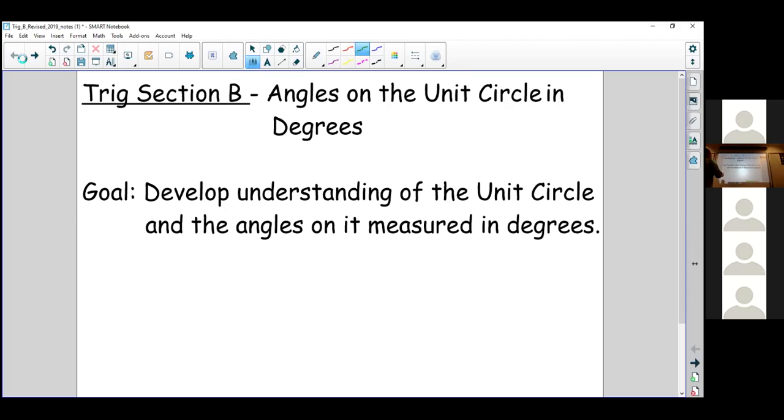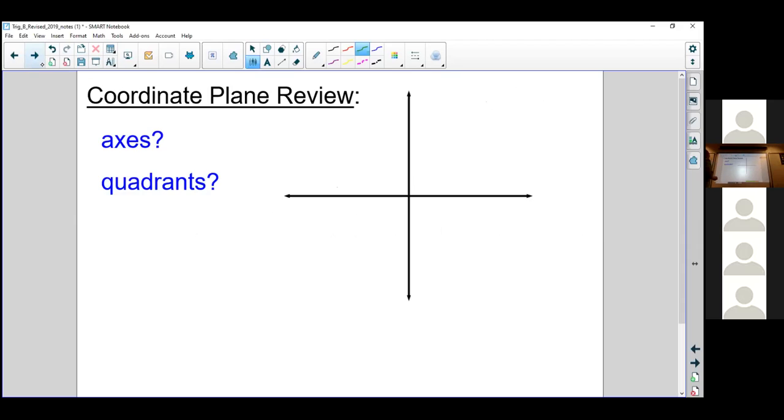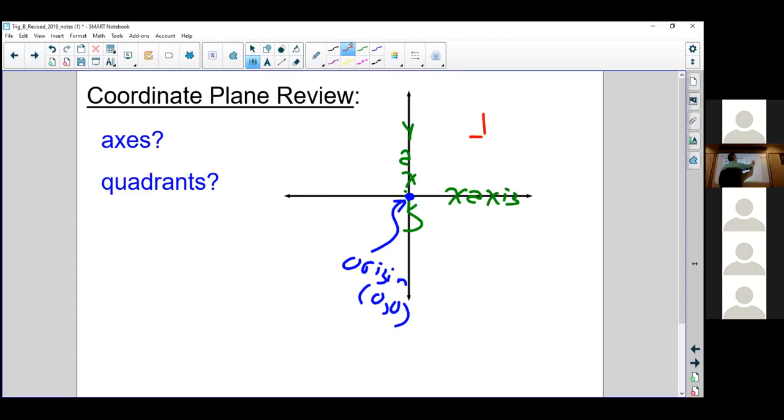All right, so these are the notes that I've given you. Coordinate plane. You should know that this is the x-axis, and this is the y-axis. The very center is called the origin, which is the point 0, 0. And then you have quadrants, and we label the quadrants counterclockwise.